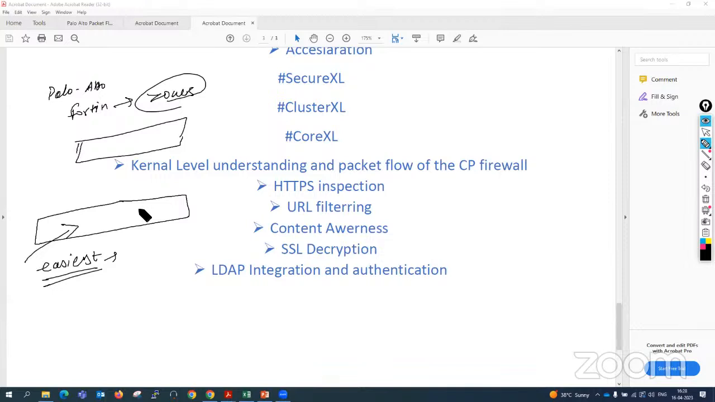You have multiple options. I think in the leaders section we have only 3 options, right? Fortinet, Palo Alto, and Checkpoint. From all 3, you can use anyone. But if you use Checkpoint, it's very easy to manage, very easy to maintain, and very easy to understand.